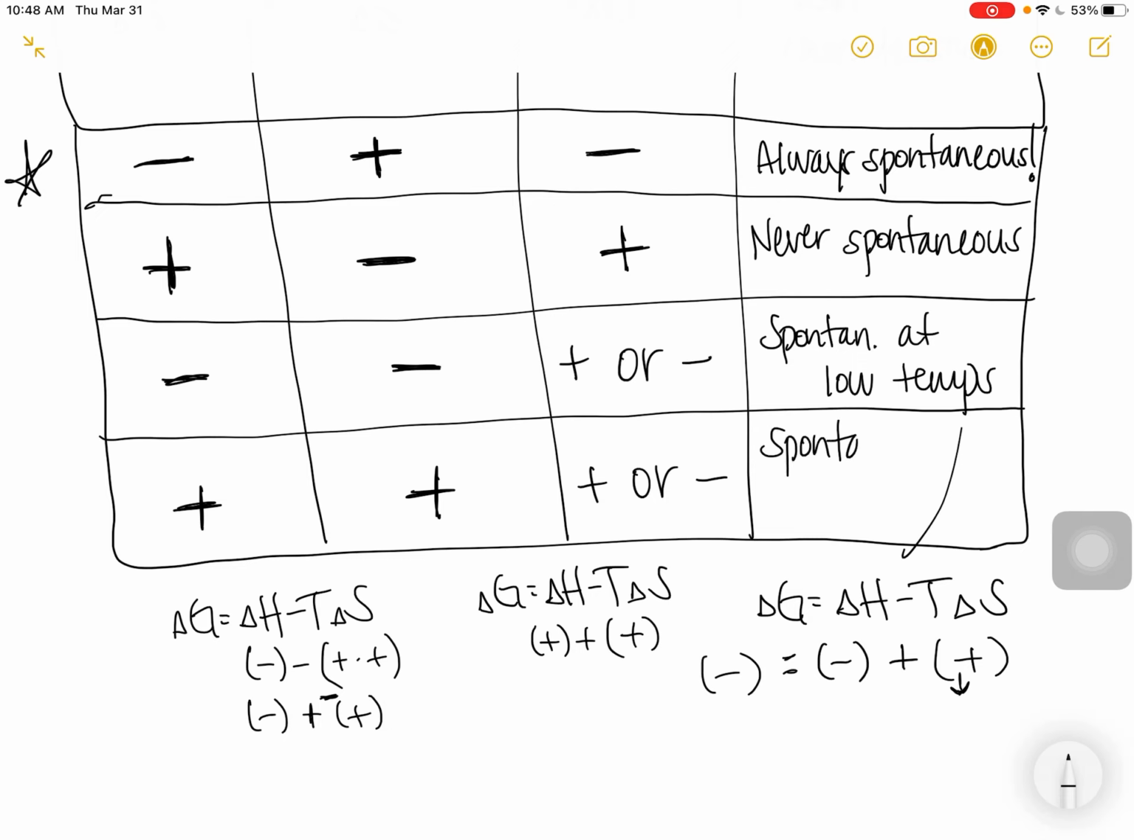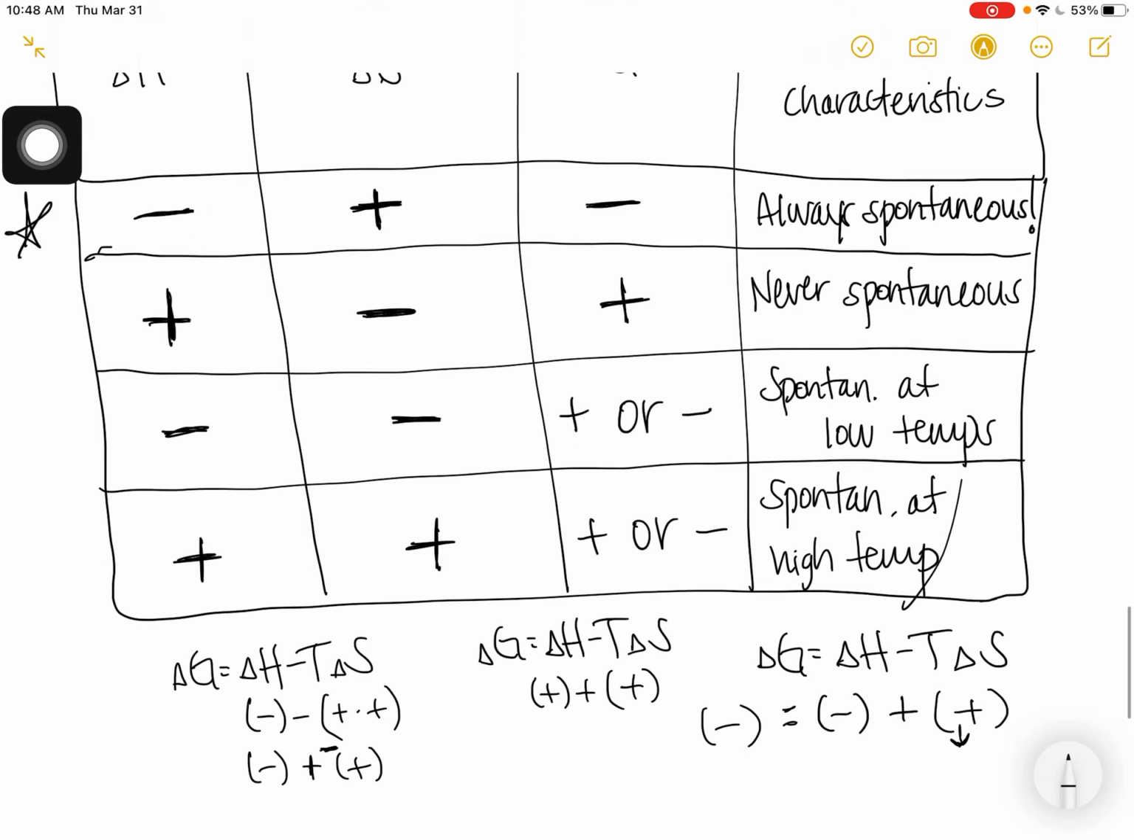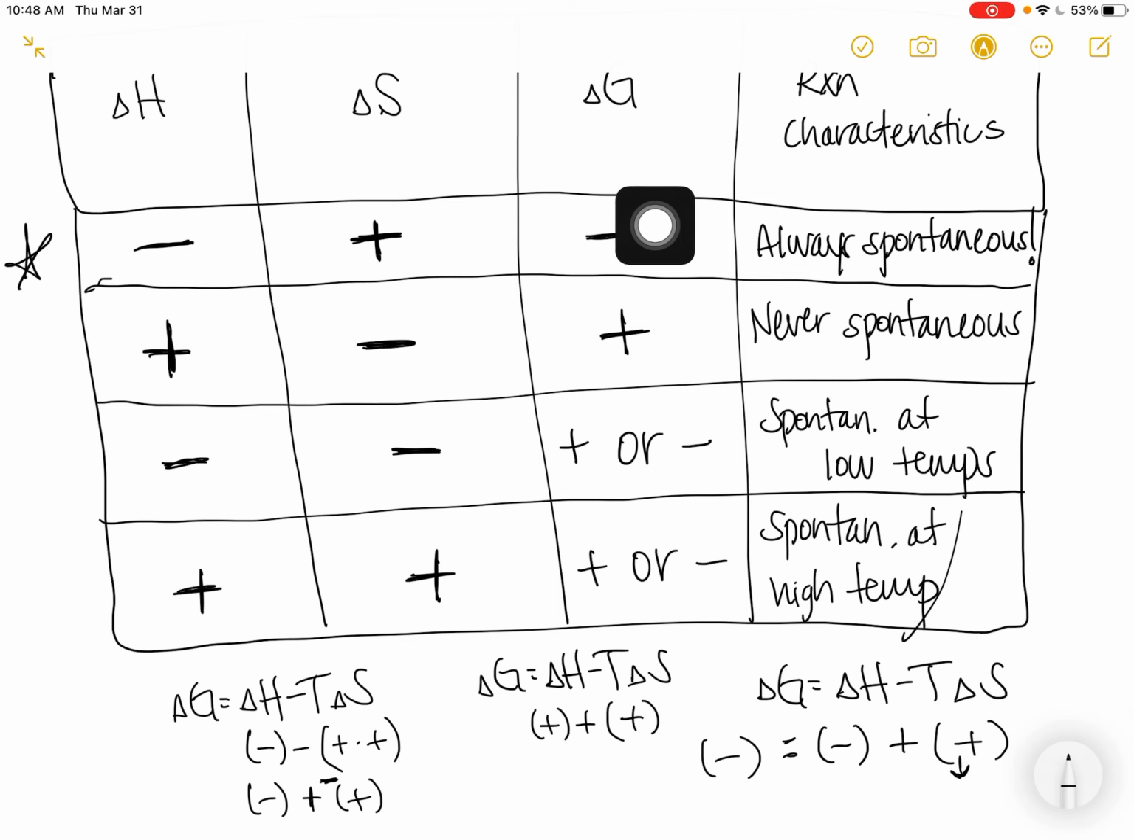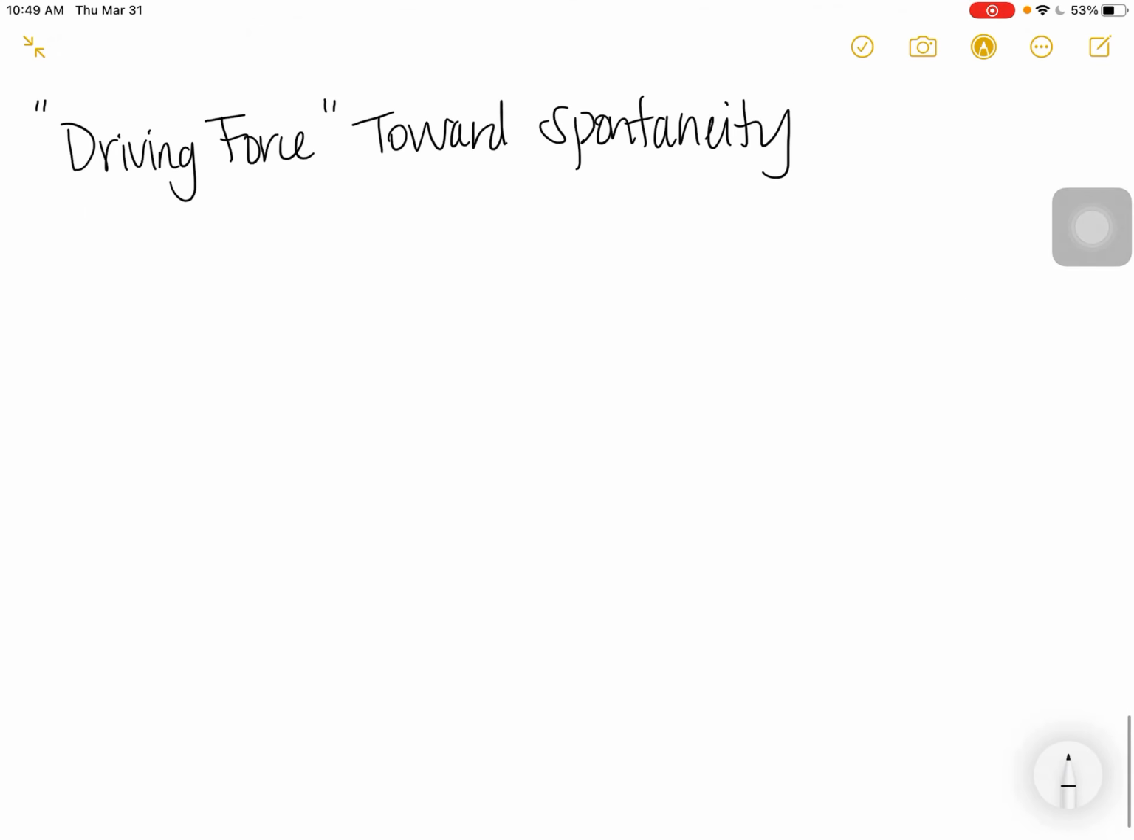And as you might guess, the opposite is true for the other one. Now, I would be careful memorizing this whole chart because it's very likely that you could get something backwards. However, this top line, this is a memorizer. Okay, you must know, and this leads into our final part of this discussion. You must know that a negative delta H, a positive delta S will always give me a negative delta G, and the reaction is always spontaneous. Okay, that's really important. The very last topic is something called the driving force toward spontaneity.